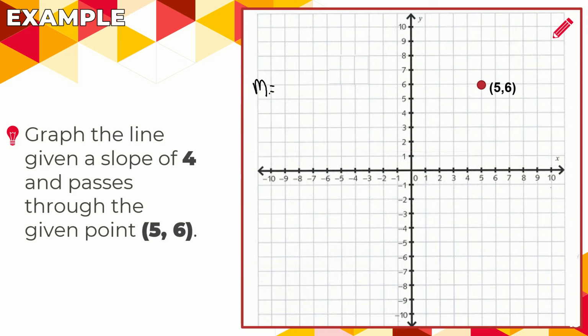So from our point (5, 6), we need to rise 4 steps: 1, 2, 3, 4. Then 1 step to the positive side. It is over 1. So the second point is (6, 10). Therefore, that is the line that passes through (5, 6) with a given slope of 4. Is that clear, class? Okay, very good.